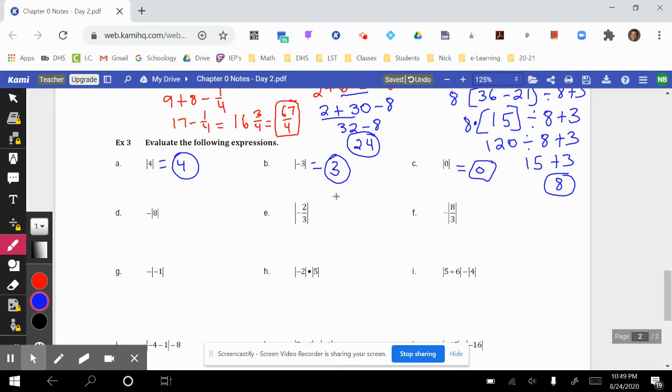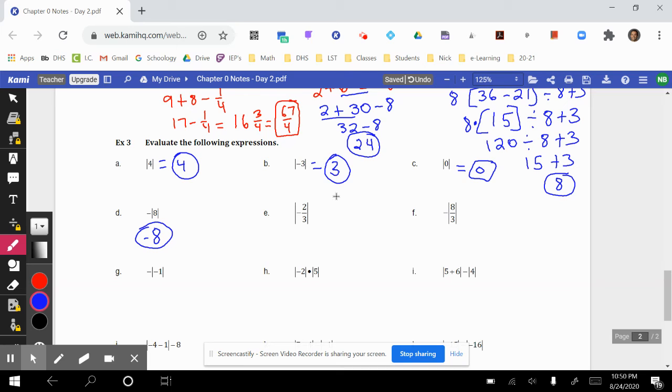All right, D is interesting, right? So here in letter D, we have a negative on the outside of my absolute value bar. We kind of want to treat absolute value bars like parentheses, so we take care of what's inside there first, and then we apply whatever is on the outside of it. So the absolute value of 8 is just 8, and I'm going to bring down that negative sign. So here, my simplified expression is just -8.